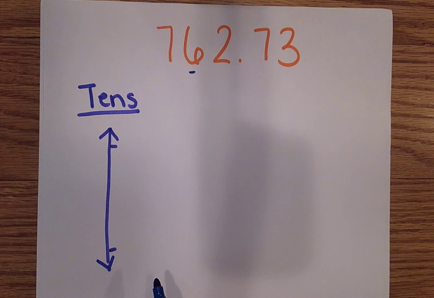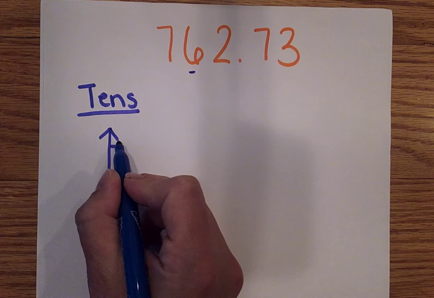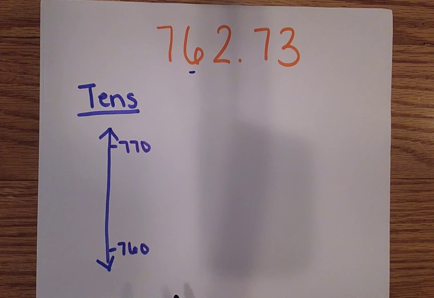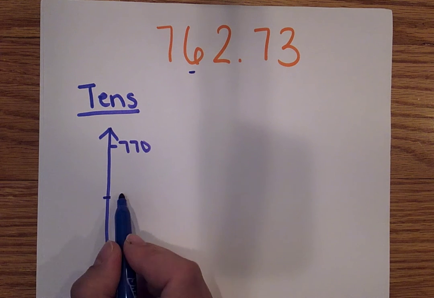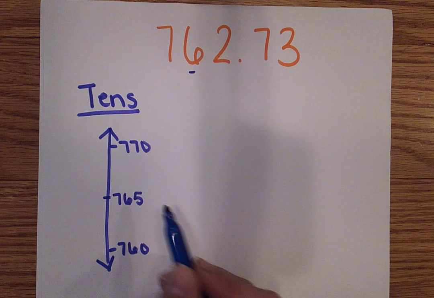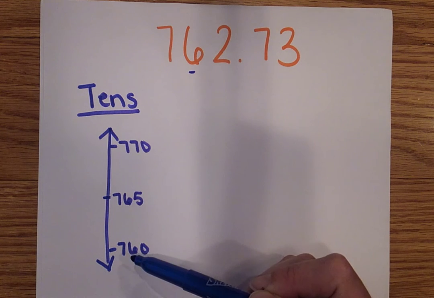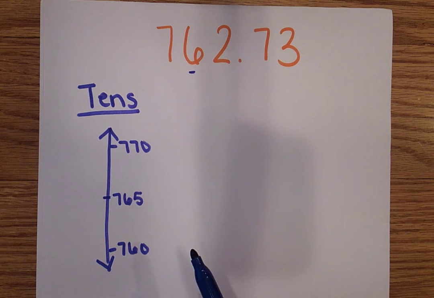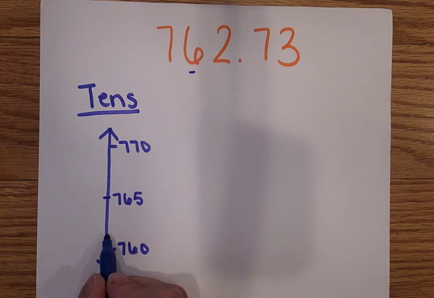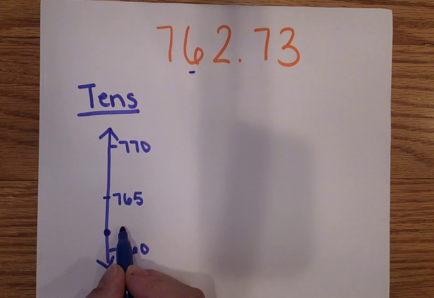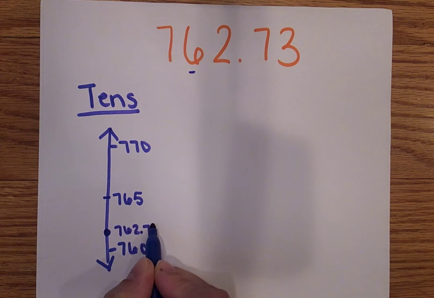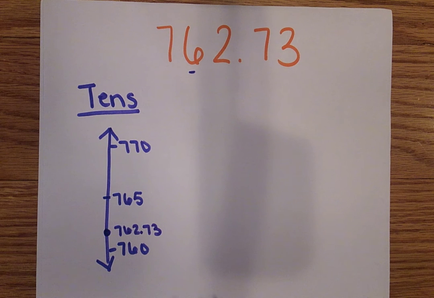762 and 73 hundredths is between 760 and 770. The midway point is going to be 765. I'm rounding to the tens, so I want to find what two tens it's between. 762 and 73 hundredths is down here, below 765. So it's really closer to 760.